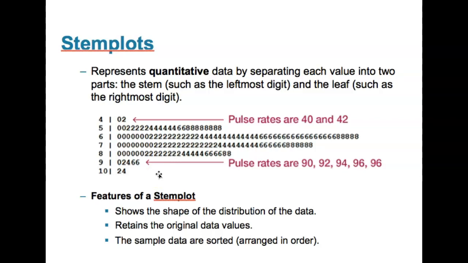The benefit of a stem plot is that not only can we count and recreate the original list of the values, 5, 0, 50, there are 2 zeros, so there are 2 subjects with a pulse rate of 50, 1, 2, 3, 4, 5 twos, so there are 5 subjects with pulse rates of 52, and so on. But also, the data are sorted, and we can see the distribution of the dataset.